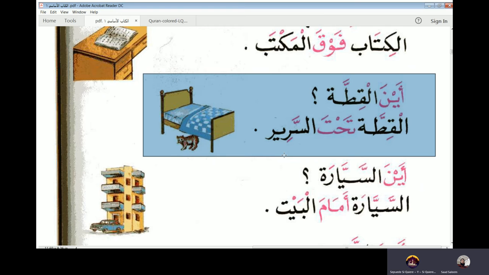Aina al-kittatu. The kitten. Where is the kitten? The kitten is under the bed. Yes. Next.